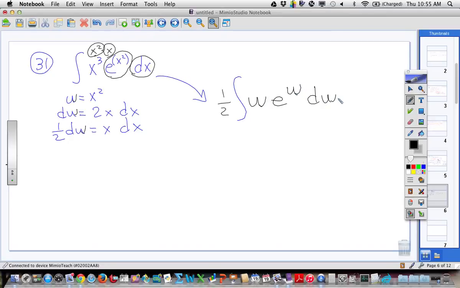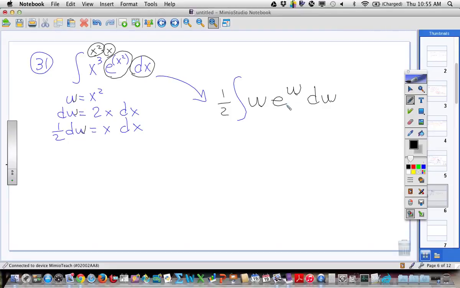That's pretty easy to do. So now it's w, w e to the w dw. Okay, and so now we want to do integration by parts.